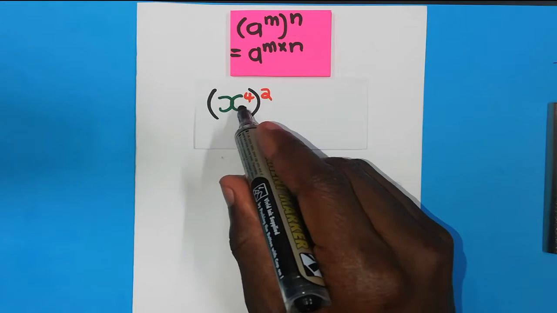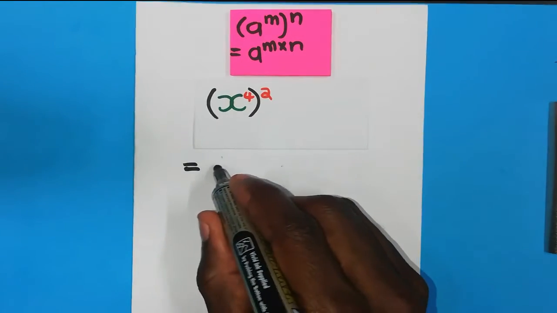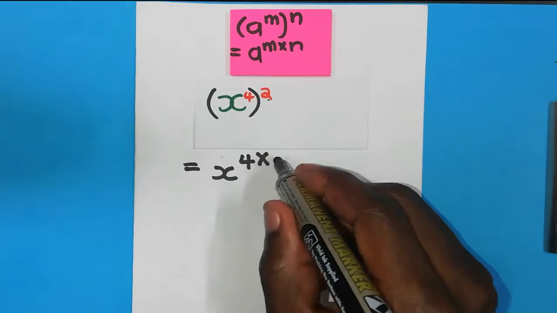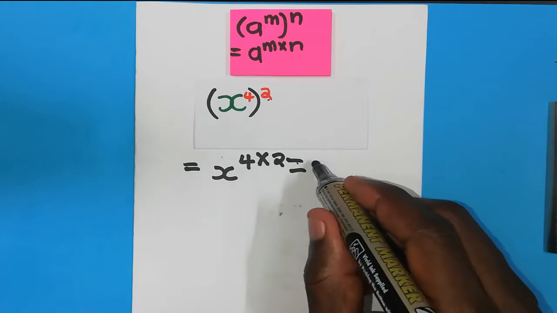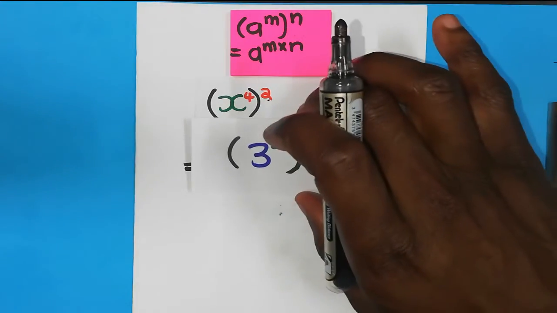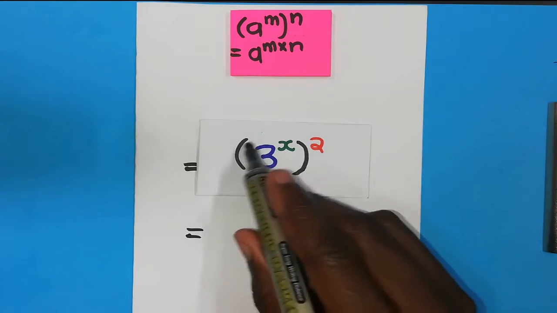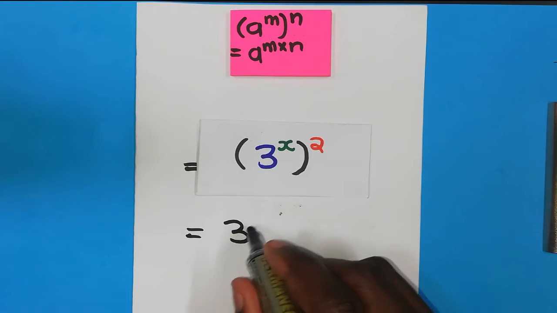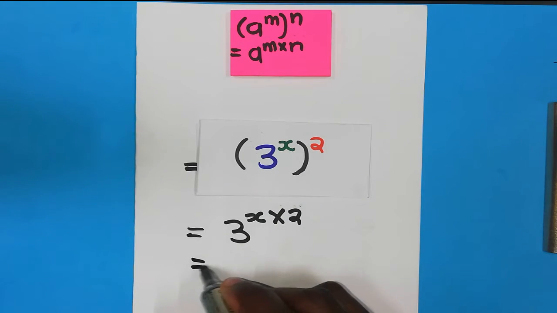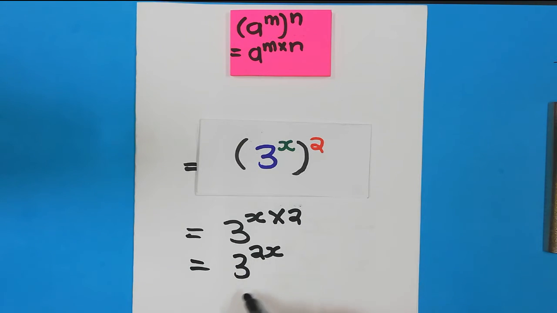Say you have x exponent 4, all raised to the exponent 2. So how do you write your answer? It will be x, 4 multiplied by the 2. Okay, so your answer would be x to the exponent of 8. Then the last one would be, suppose you have 3 exponent x, all raised to the exponent 2. So the answer will be 3 to the x multiplied by that 2, which gives you 3 exponent 2x. So this is x multiplied by 2, which is 2x.